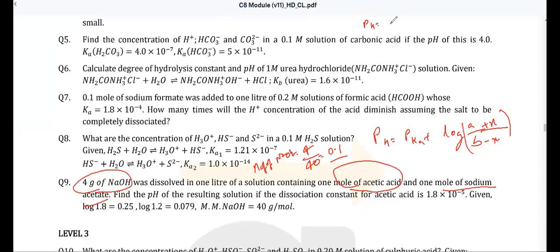5 minus log 1.8 minus log C, which is 1 plus 0.1 divided by 1 minus 0.1. Okay, everyone, can you calculate pH? Yes or no?